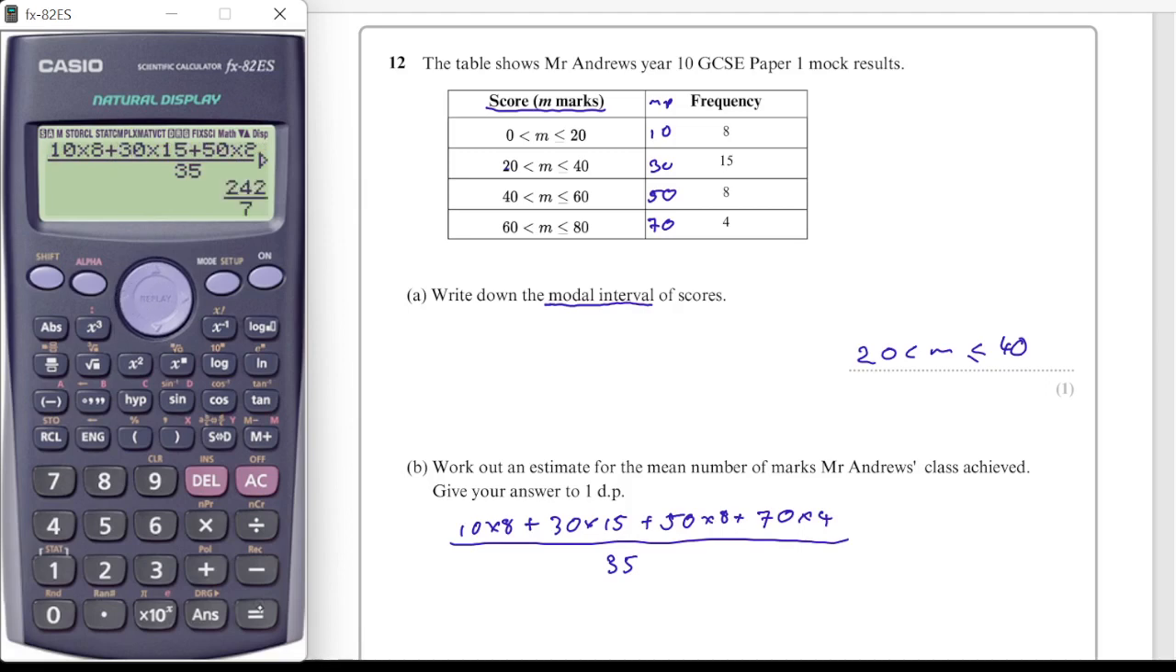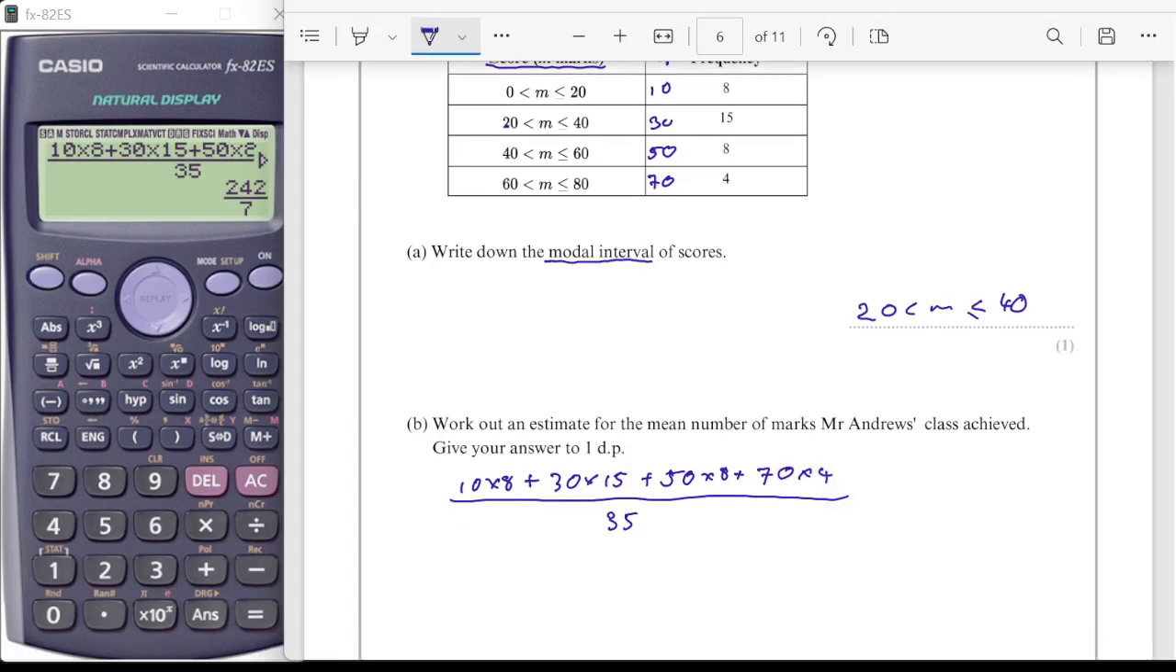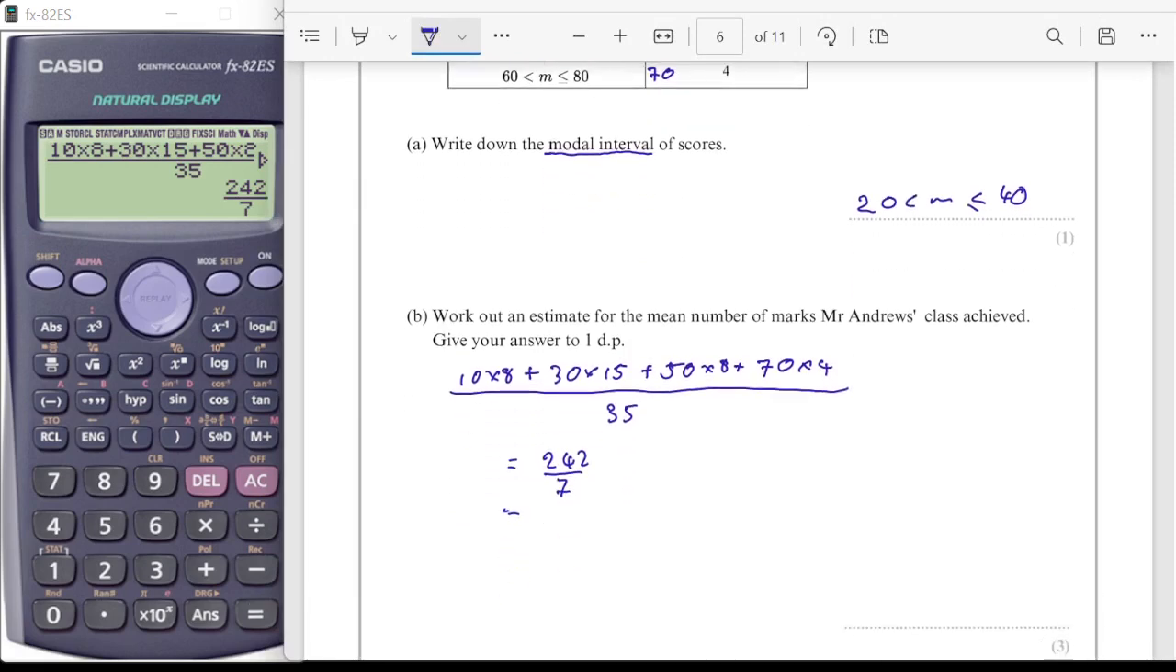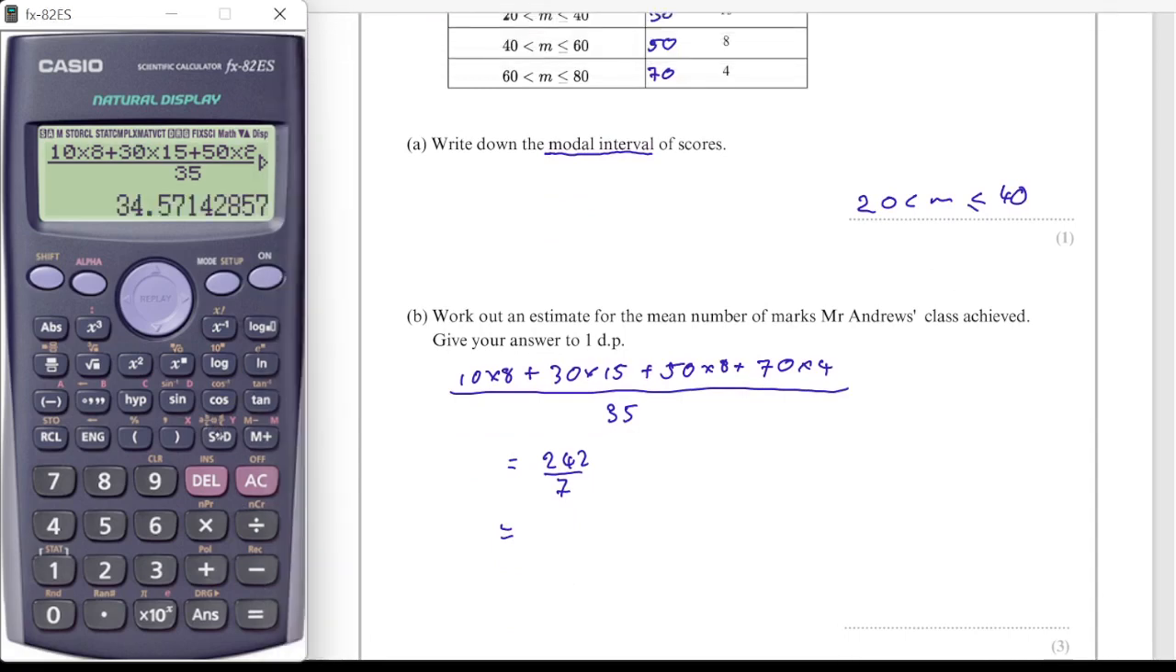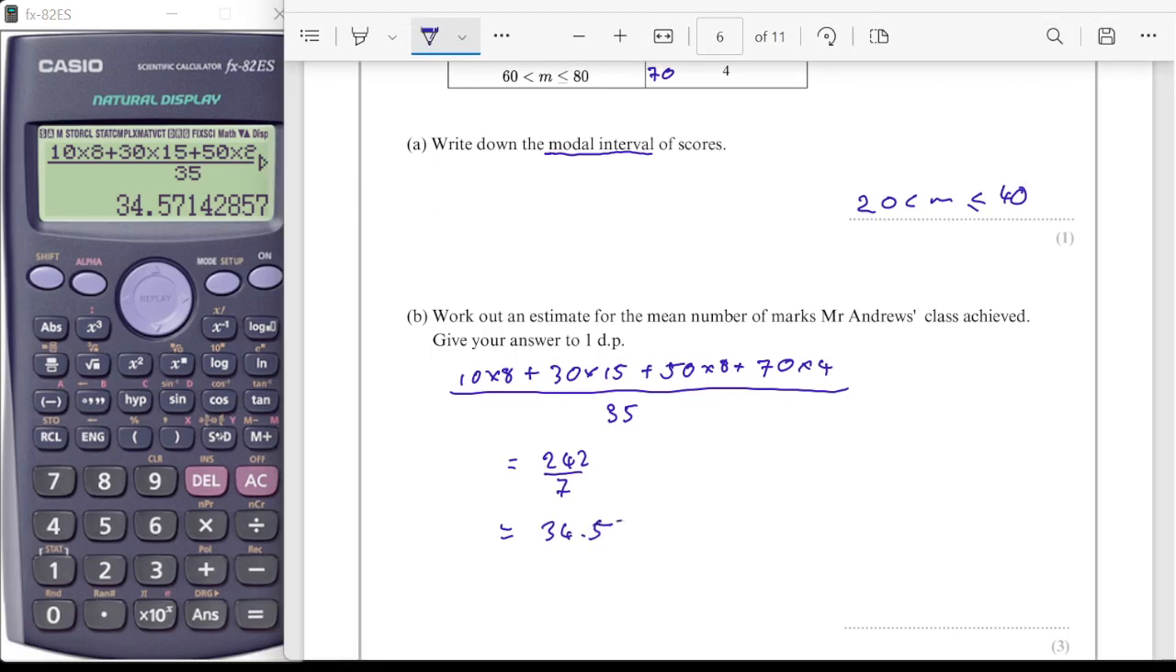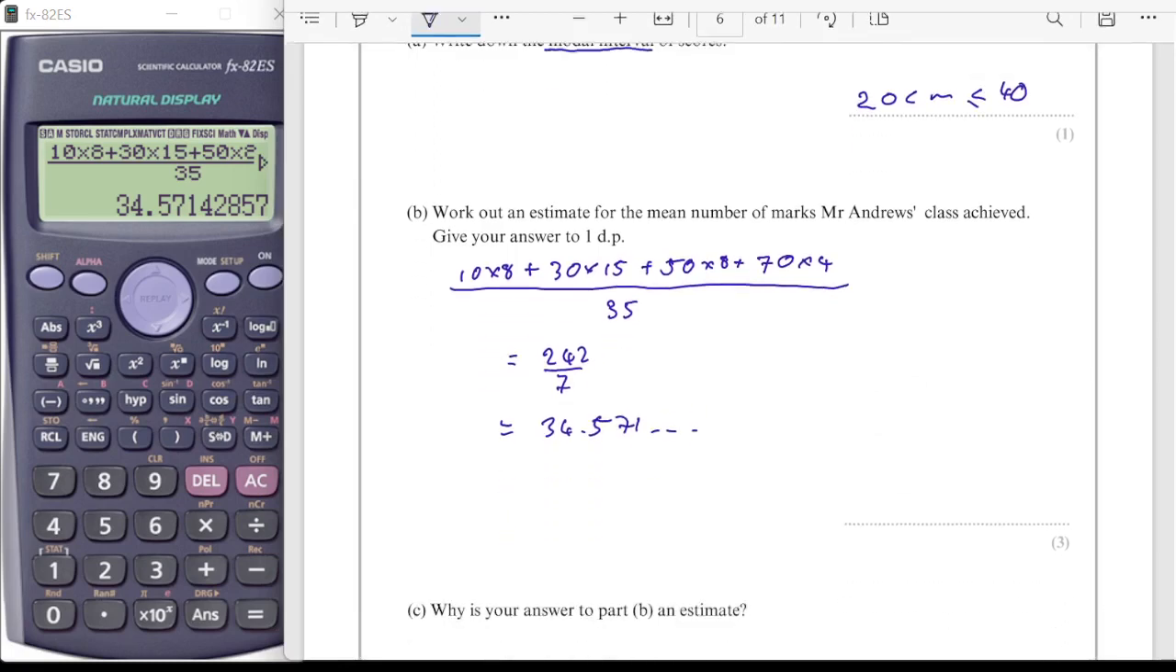So when I press equals, that will give me my value. So I make it 242 over 7. We're asked for it as a decimal, though, to 1 decimal place. So I'm going to go far more detailed than I need to, and then I'm going to round it. So 34.571... to imply that I've not rounded. So to 1 decimal place, that's going to be 34.6.